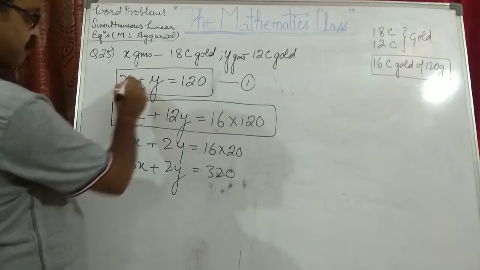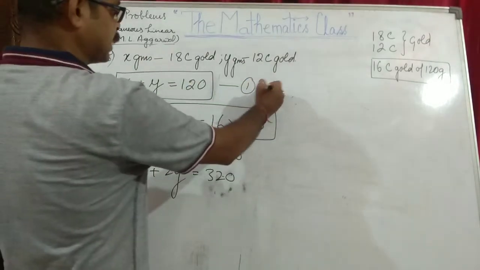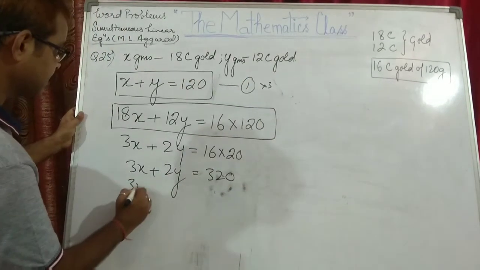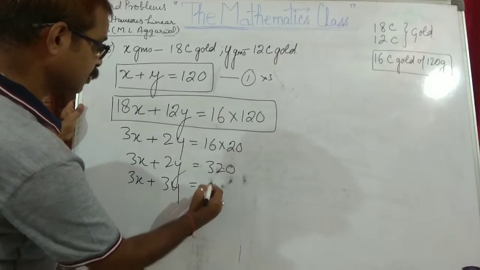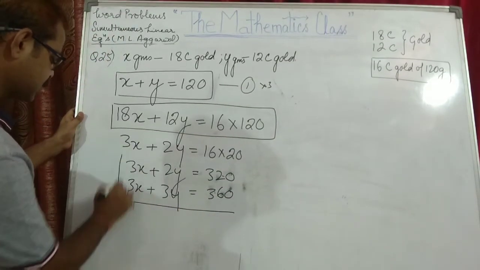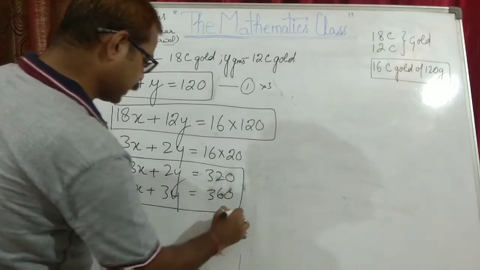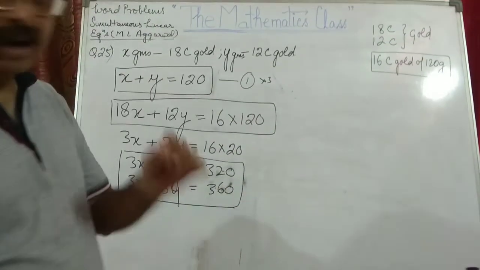And in this equation, if we multiply, let's eliminate 3. If we multiply this whole equation by 3, this will be 3X plus 3Y is equal to 360. Now these two equations you can solve and you can get the values of X and Y.